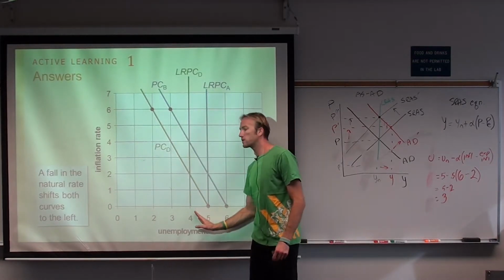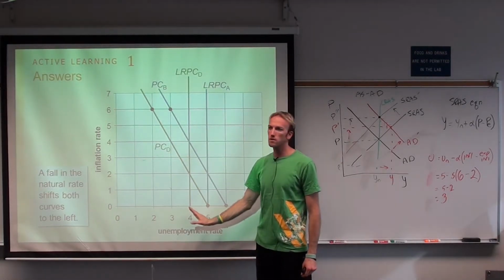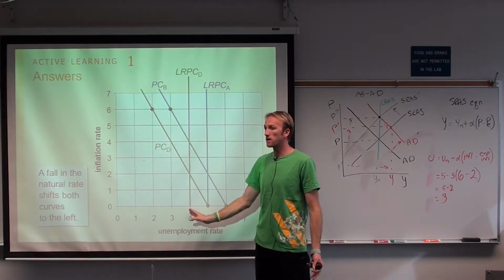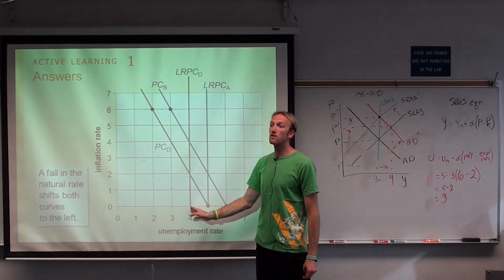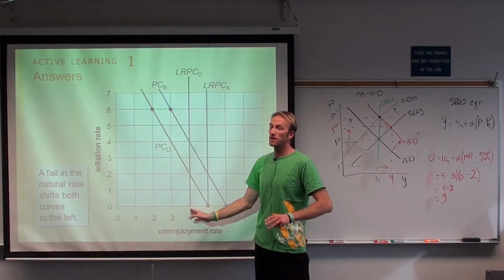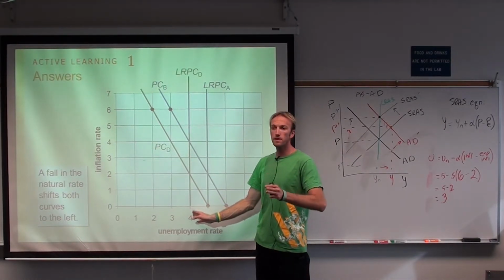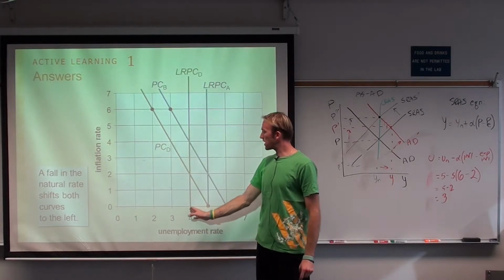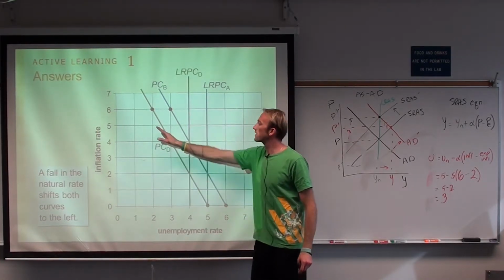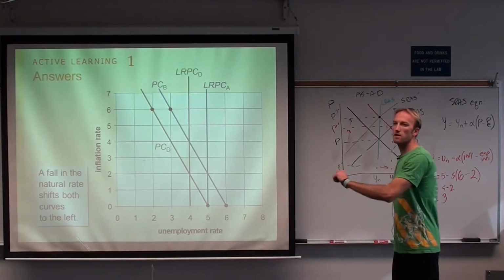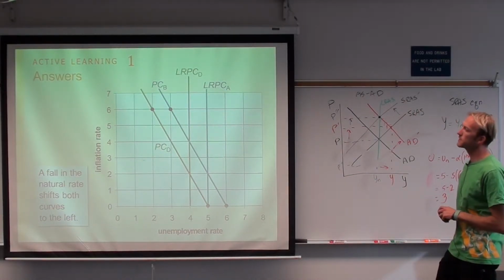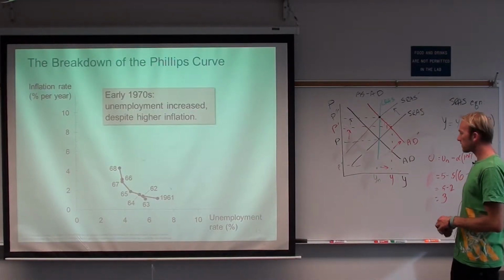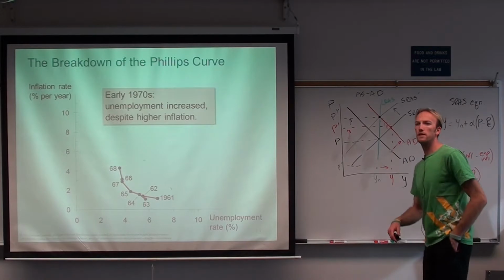This is maybe reducing some of the structural unemployment or the frictional unemployment or something like that, okay? You reduce the natural rate of unemployment to 4%, which means that in the long run the unemployment rate will always come back to 4%. And so when you do that, it shifts both the long-run Phillips curve and the short-run Phillips curve to the left by 1%. Okay? So that's kind of some ideas with how the Phillips curve works.